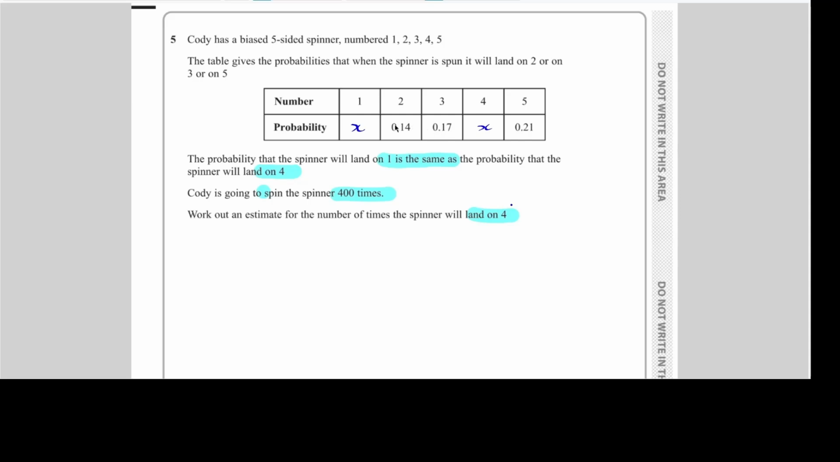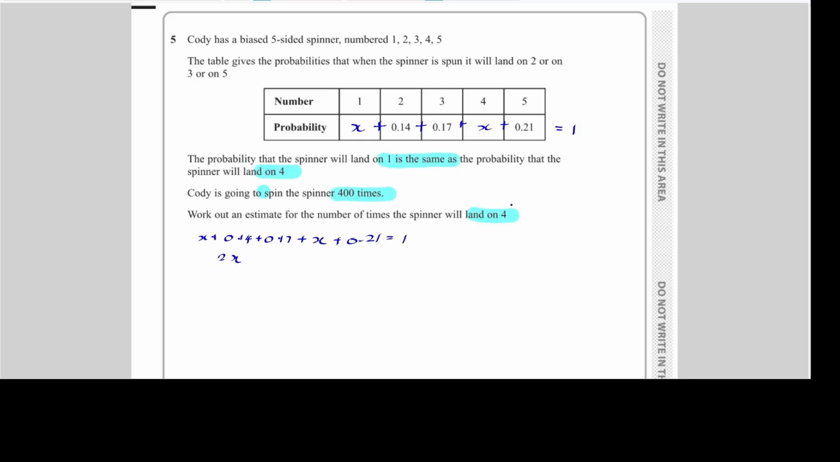The common way is, we know that all the probabilities add up to 1. Probability lies between 0 and 1. Therefore, once we add all the probabilities, they will add up to 1. So let's add them. Then I can write x plus 0.14 plus 0.17 plus x plus 0.21 equals 1. Here x plus x, 2x.